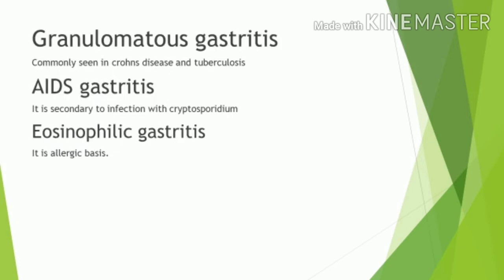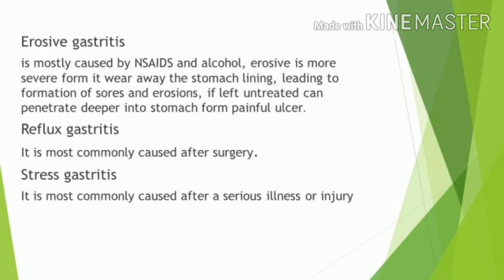Granulomatous gastritis, commonly seen in Crohn's disease and tuberculosis. AIDS gastritis. It is secondary to infection with Cryptosporidium. Eosinophilic gastritis. It is allergic basically. Erosive gastritis is caused by NSAID and alcohol.